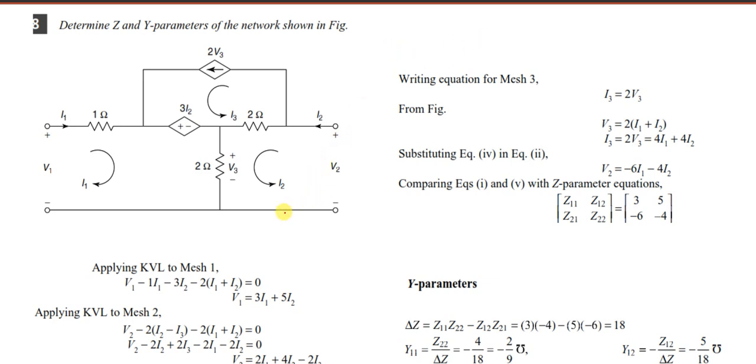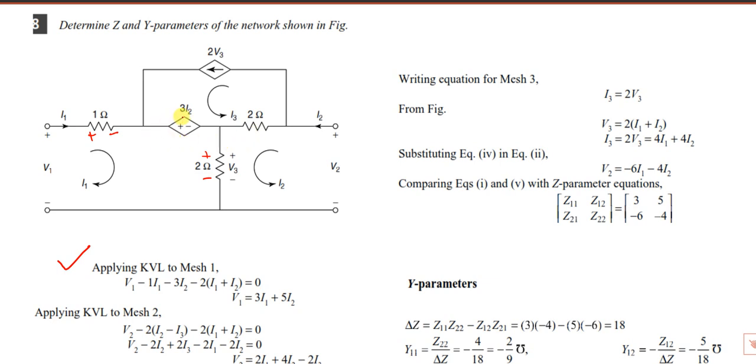Okay, apply KVL for mesh 1. Start from here. I will write plus minus here. It's a voltage source. Diamond shape means it is a dependent source. Its value depends on the current, 3I2, so it is a current dependent voltage source. So for I1, this is the current direction.